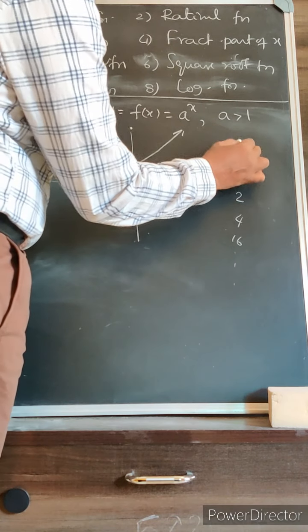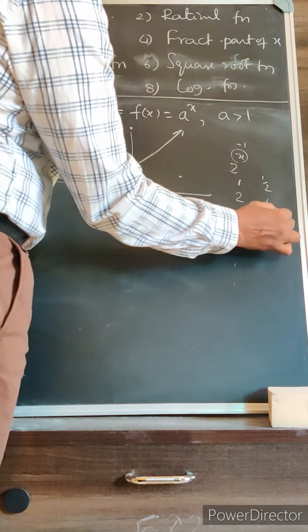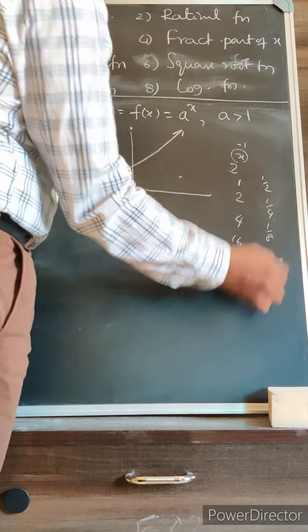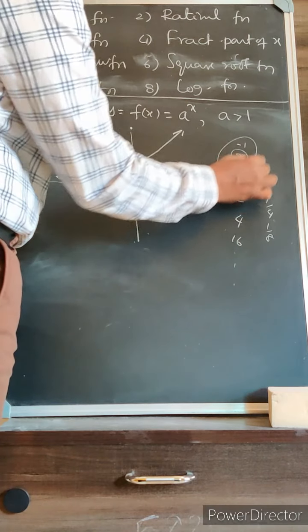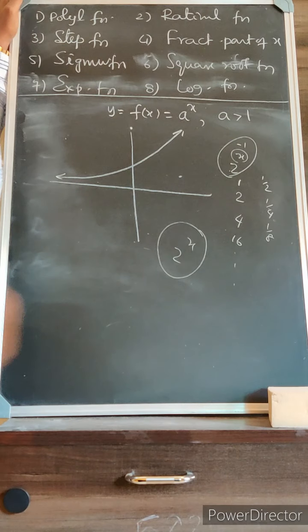When x is negative, say minus 1, 2 power minus 1 is 1 by 2, minus 2 is 1 by 4, 2 power minus 3 is 1 by 8, like that. You can see here 2 power x is always a positive number.